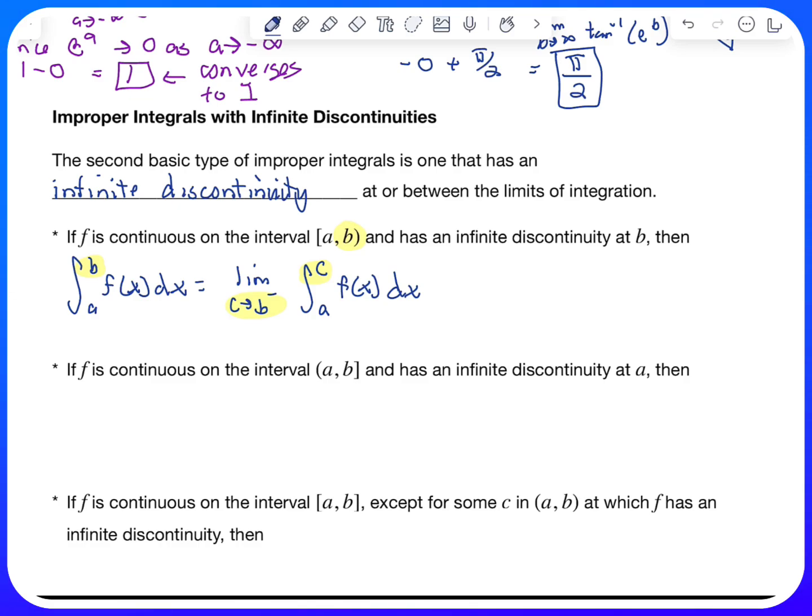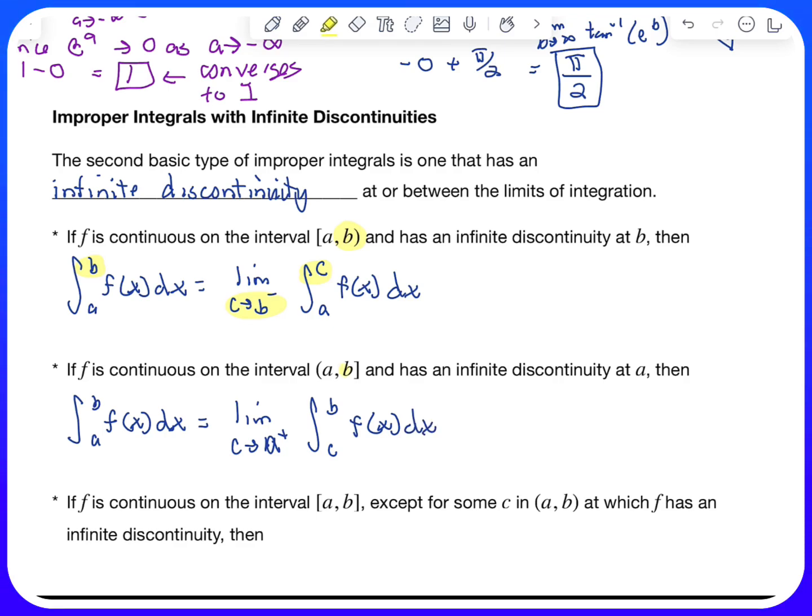Our second situation is if the infinite discontinuity occurs at our lower limit, at a. Then we'd set this up as the limit as c goes to a from the right-hand side of the integral from c to b of f of x dx.